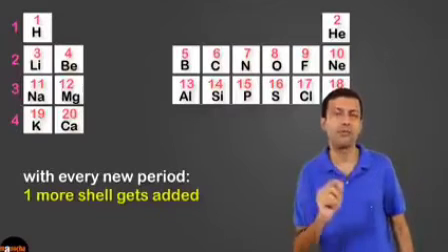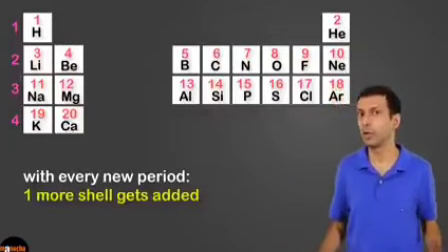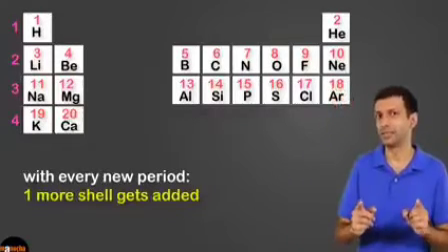Now let's verify this by looking at the electronic configuration of a few elements. Let's draw the electron configuration of hydrogen. It has atomic number 1, so just one proton and one electron. And as you can see, it has only one shell.